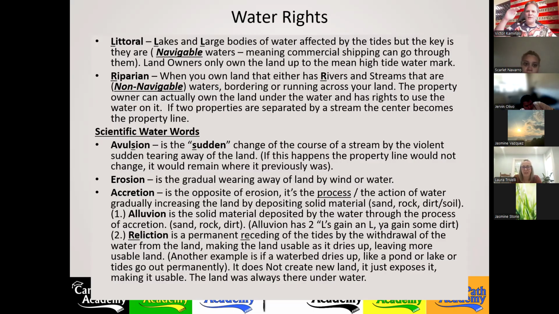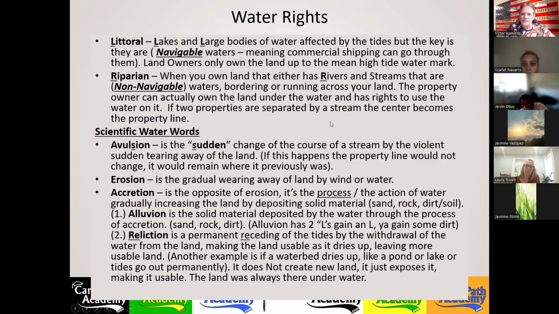They're usually controlled by the tides. It goes up and down, but the main difference in really identifying if it's navigable is littoral is if the waters are navigable, meaning commercial shipping, like super freighters and cruise ships go in there. Not your little pleasure boats and such. We're talking about the big ships, commercial shipping. No, they don't go on there.